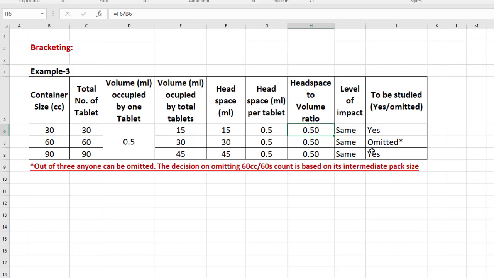And hence now you can think of considering the lowest volume container and the highest volume container, and the intermediate can be considered as the middle container, like 60 ml with 60 counts. So out of three, any one can be omitted, by the way, but the decision on omitting 60 cc and 60 count is based on its intermediate pack size. I hope you understand how we arrived at the extremes and the intermediates.